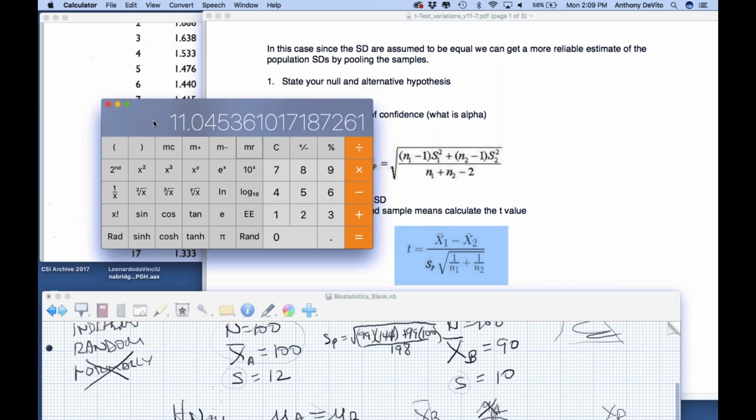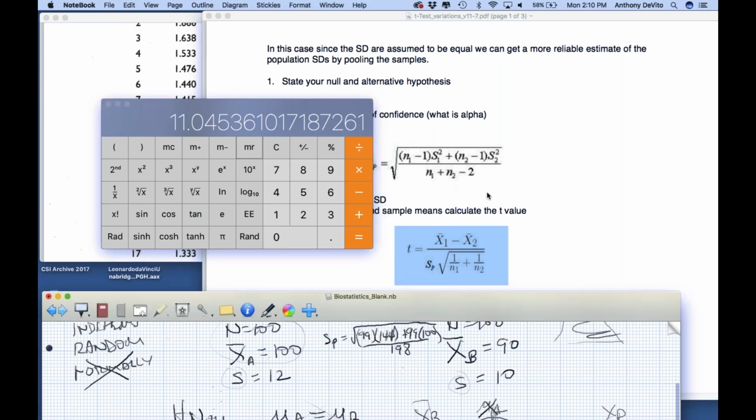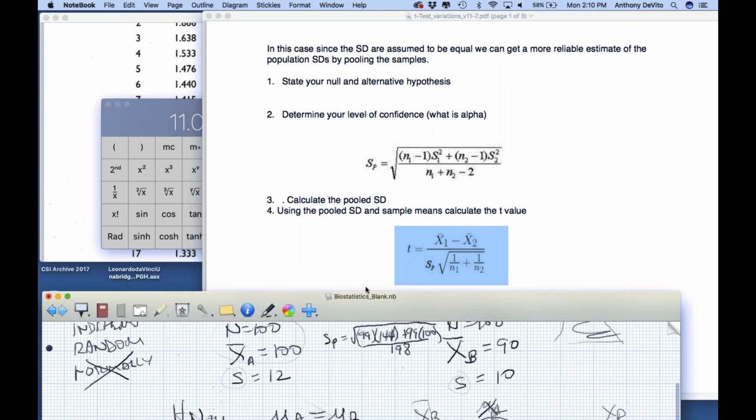So in other words, you really have to go through this exercise, especially if one sample size is much bigger than the other sample size. So you get a weighted calculation for the sample size. It counts the one that's larger more. Okay, so in this case, it's 11.05, I'm going to call it. That's our pooled standard deviation.